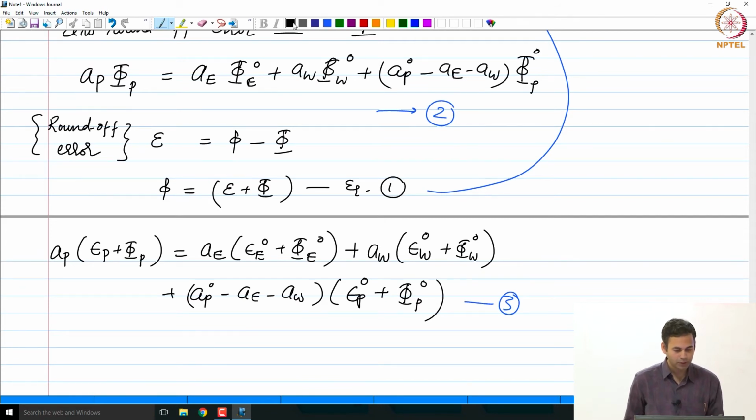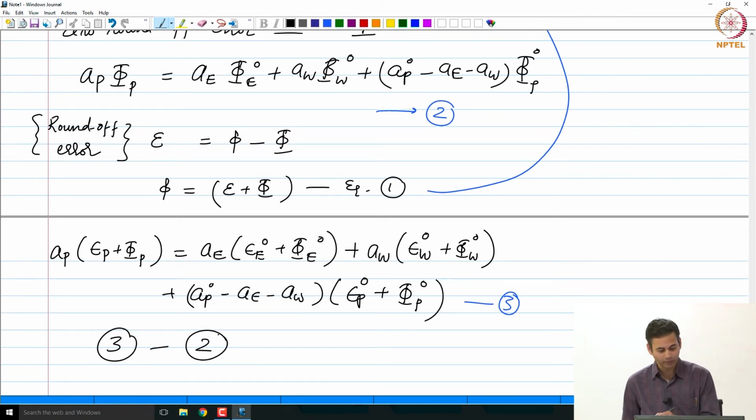Then let me do some algebra here. Let me subtract equation 2 from equation 3. So, that means 3 minus 2, what would this give rise to? By the way, are these equations linear? They are all linear, right, because it is basically a linear algebraic equation for one cell that we are looking at. So, can we subtract 3 minus 2? If we do 3 minus 2, what would you get?